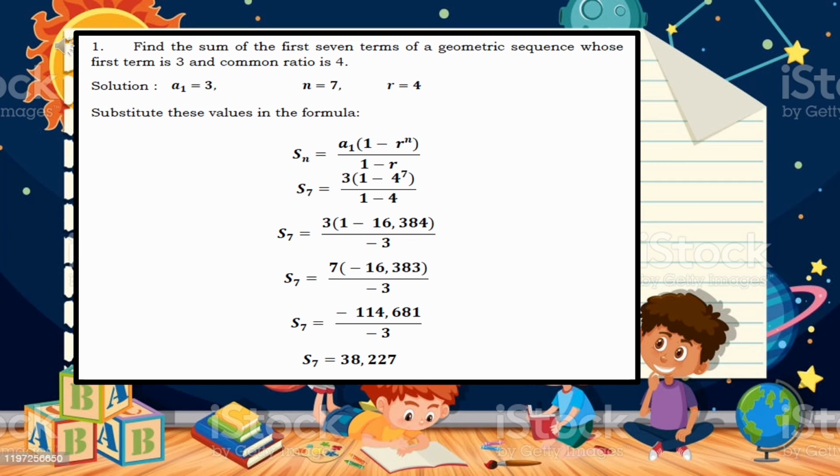And then we're going to subtract that into 1. The answer is negative 16,383. Negative 16,383 will be multiplied to 7. The answer is negative 114,681. And then we're going to divide that into negative 3. The final answer is 38,227. We got positive here because if we're going to divide negative times negative, that will give us a positive.